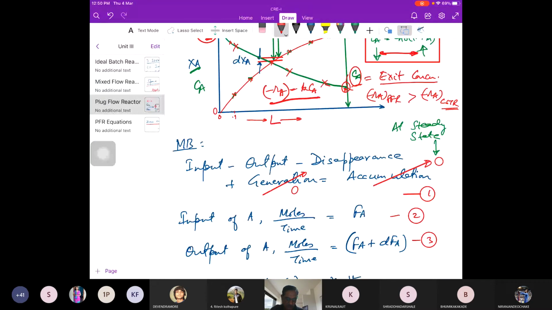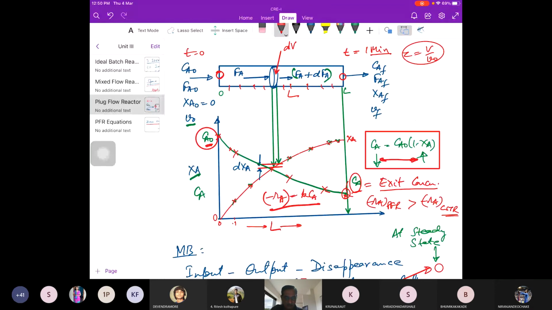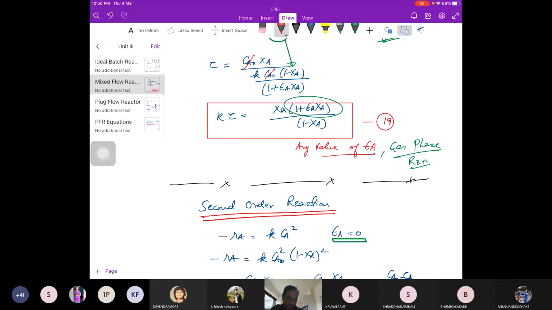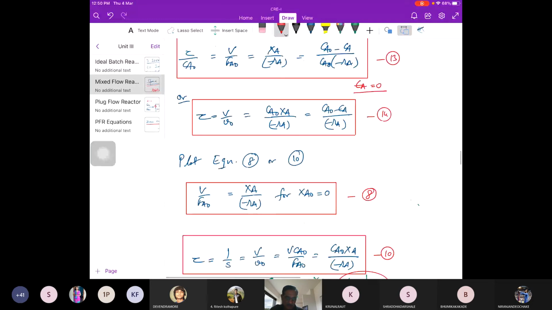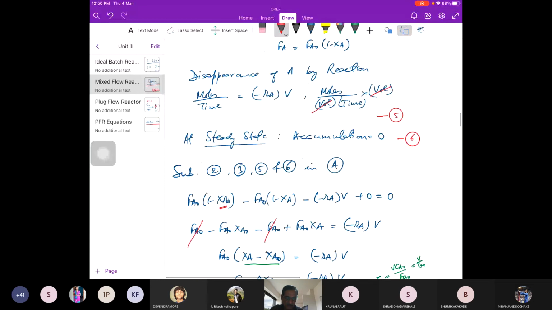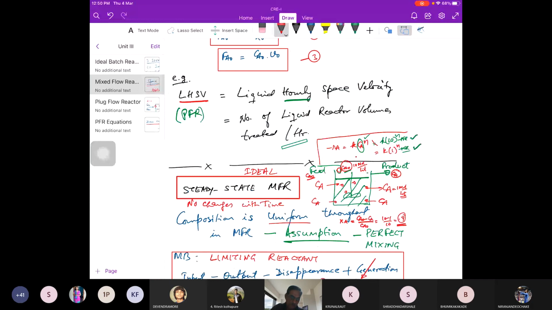सर CSTR में कंसंट्रेशन जो इनिशियल होगा वो ज्यादा होगा ना. CSTR में मैंने बताया था आपको. हाँ. The moment the feed hits or reaches the reactor, its concentration reduces to exit concentration.